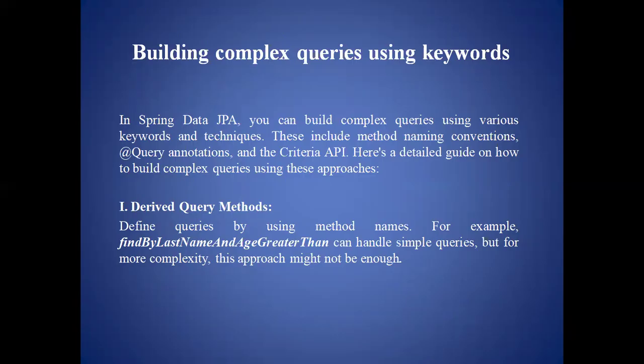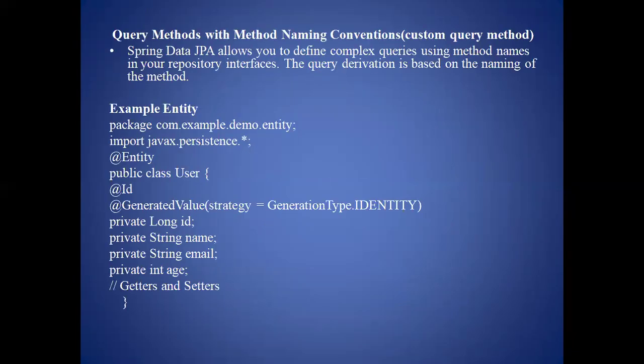In a derived query, one of the types in Spring Data JPA, you define a query by using a method name. With the help of that, we are going to achieve this. For example, findByLastNameAndAgeGreaterThan. This is a method to handle a simple query, but for more complex queries this approach may not be enough, so we use custom query methods.